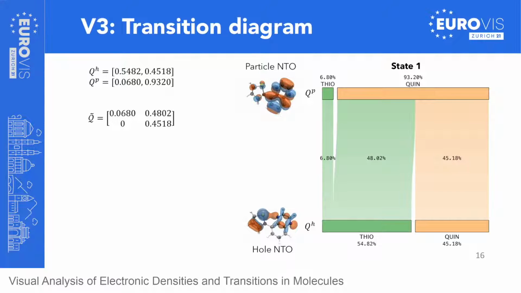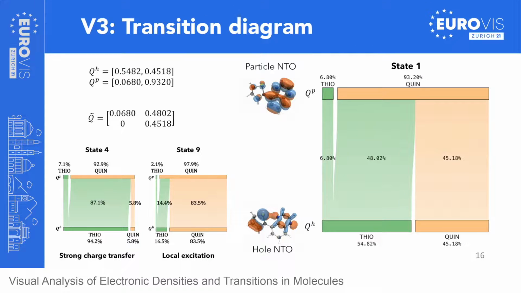The transition diagram shows the whole charge distribution at the bottom and the particle charge distribution at the top. And in the middle, the connectors show the charge transfer between various subgroups. Note that this transition diagram is quite an efficient way of capturing the nature of transition. For example, in state 4, there is a strong charge transfer character, and it is quite obvious that the charge is flowing between thiophene to quinoxaline subgroups, while in state 9, it has largely local excitation character, and the charge transfer happens within the quinoxaline side of the molecule itself.